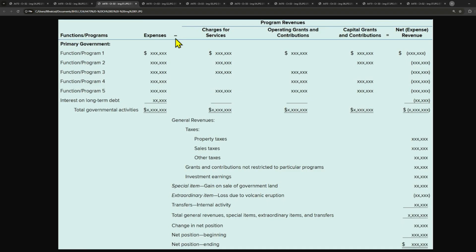Programs are organized around purpose or objectives. These are more specific. So if you have a special type of governmental entity, they may have more program level activities, whereas a general purpose government has more functional activities. Now, do notice though, we list expenses first, and then we have three different types of revenue, and then we have net revenue, net expense or revenue.